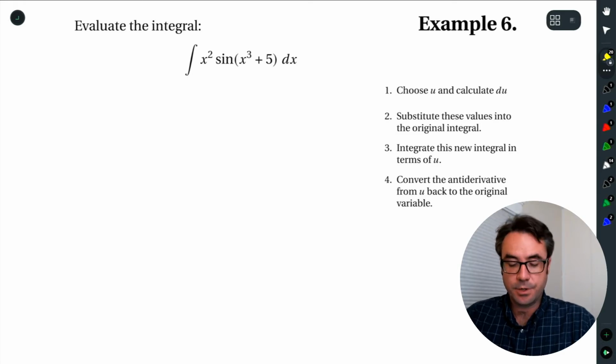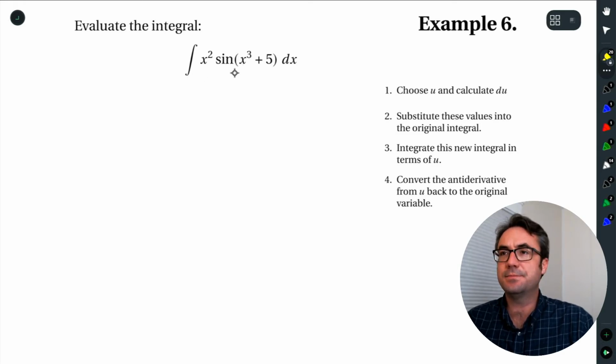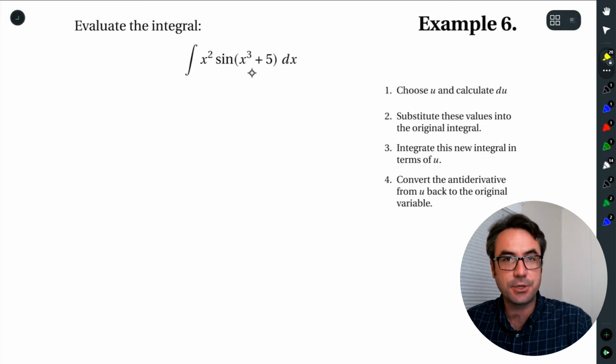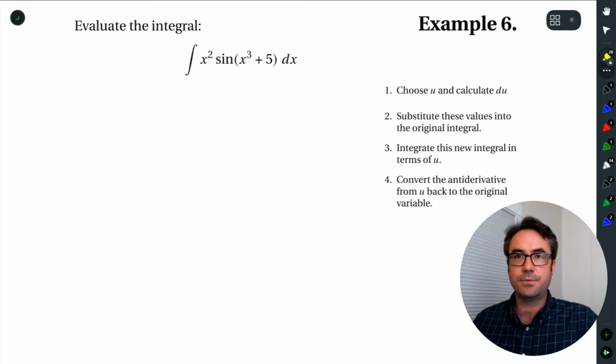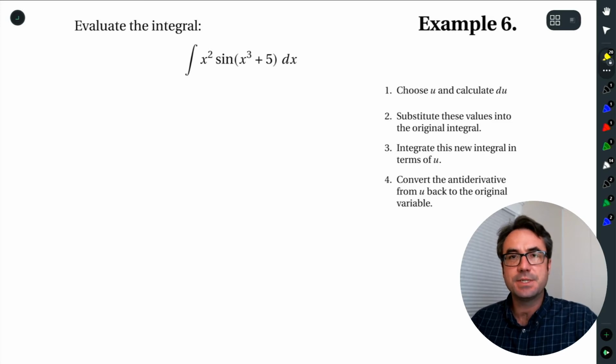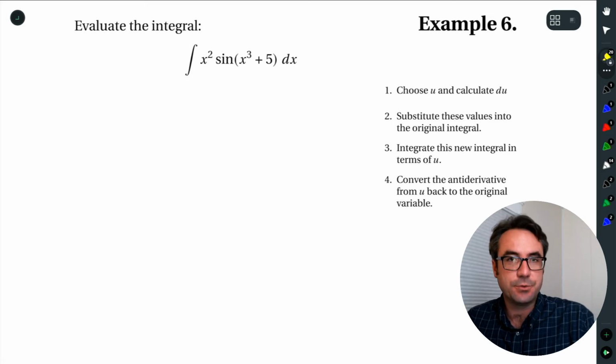Here's another one. We're going to integrate the function x squared times sine of x cubed plus 5. All right, so when we're presented with an integral to do, we want to first think, is this an elementary form antiderivative, one we can just do? And no, it's not. There's more complicated terms in here, so it's not something we can just do. And so at that point, we try substitution rule. It's the only other technique we really have at this point.